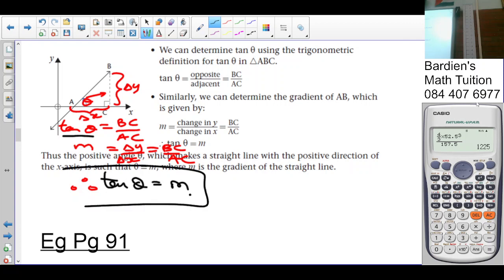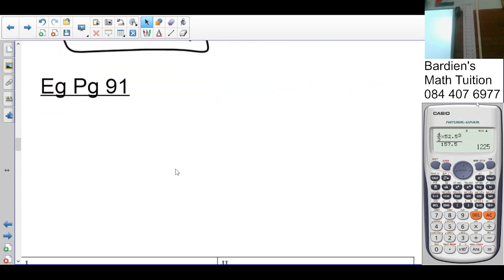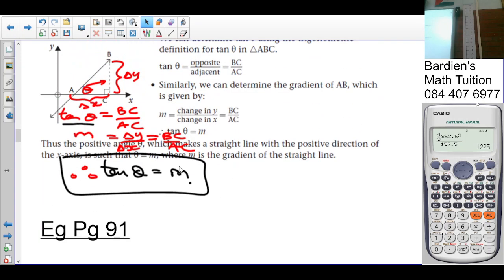Absolutely. Make that note: tan of theta is equal to the gradient. That's all you have to write. Now, tan of theta is equal to your gradient. Alright, you guys understand? Let's carry on.